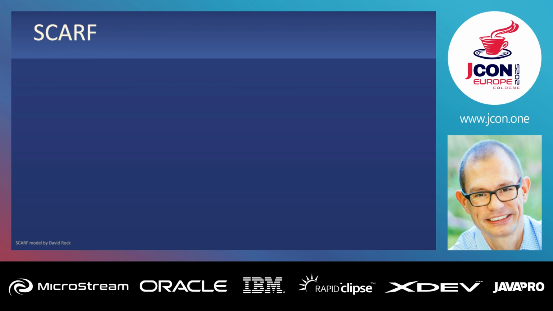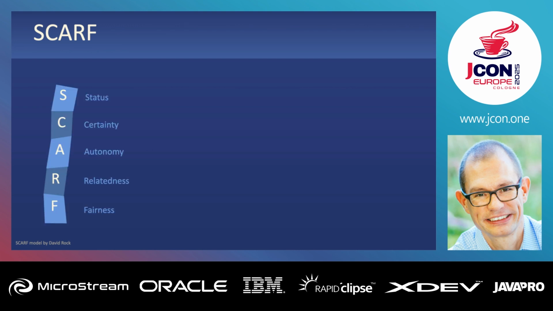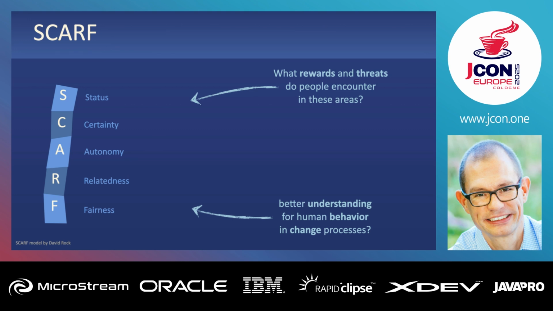Second example, SCARF, the SCARF model. It's an acronym of status, certainty, autonomy, relatedness, and fairness. And the idea behind this model is that people are attracted by rewards and they avoid threats. So if someone threatens their status, they will go away from it. And this can help you better understand human behavior in change processes. If you want to change certain things and the people, the teams don't follow the change or don't follow you, maybe this model can explain this a little bit more.